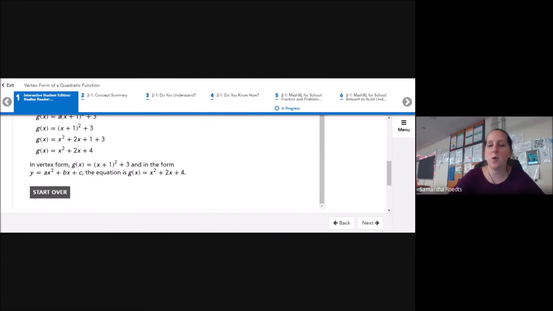So in vertex form, g of x equals (x plus 1) squared plus 3. You don't have to have the 1. Remember, it's automatically implied that it's there. And in the form y equals ax squared plus bx plus c, the equation is g of x equals x squared plus 2x plus 4.